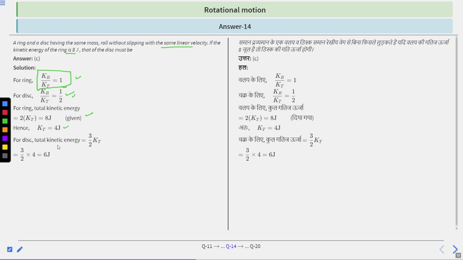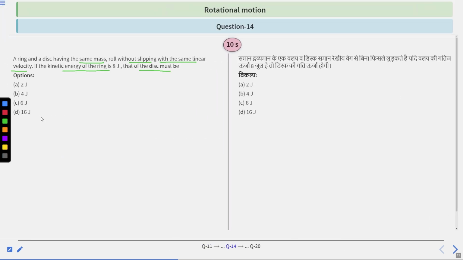And for the disc, the total kinetic energy is 3 by 2 Kt. This is the formula to calculate the total kinetic energy. So put here the value of Kt which we already calculated: 3 by 2 multiplied by 4, and calculating it, you will get 6 joule. So the correct answer is 6 joule. 6 joule is the correct option. Clear? Next question.